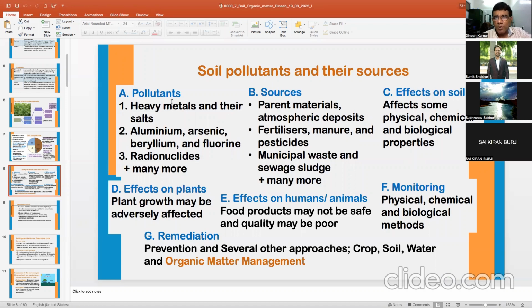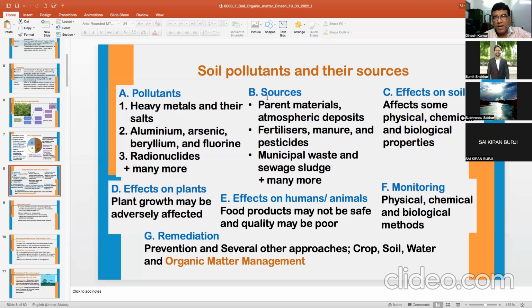So what are the pollutants in soil? The pollutants may be heavy metals, maybe salts. Aluminium, arsenic, beryllium, and fluorine, etc. can be pollutants in soil. Besides heavy metals, radionuclides can be there and many more. Your polythenes, your other chemicals, herbicides, pesticides, all varieties of pollutants are there.